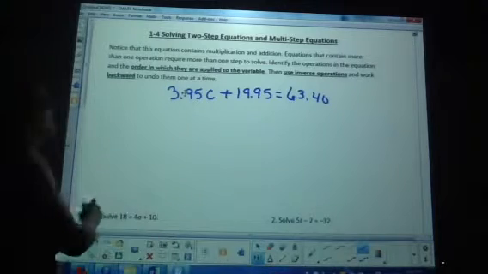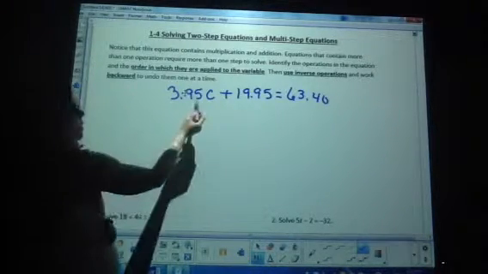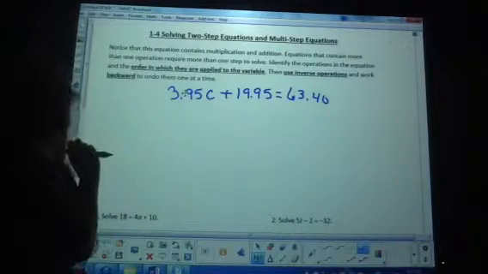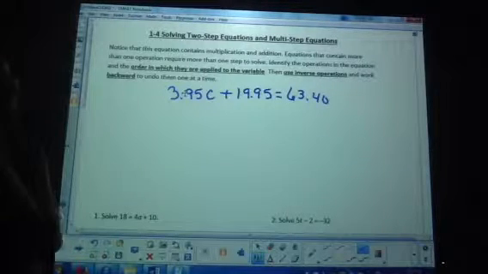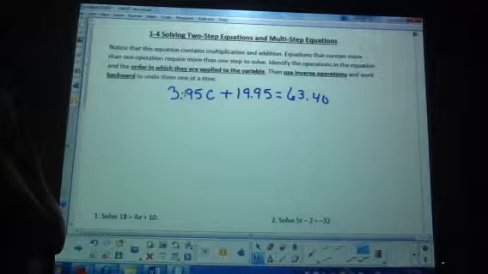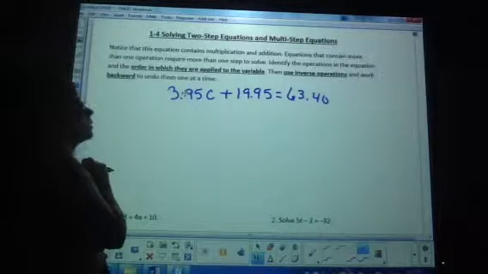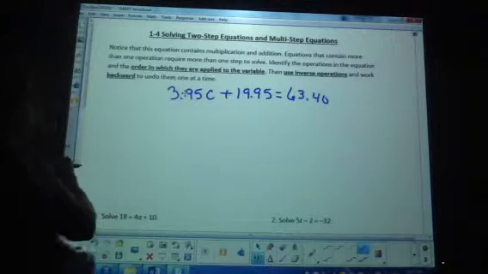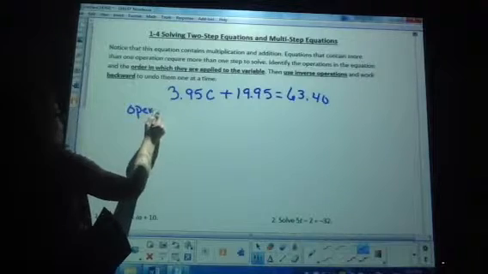Okay, so notice that this equation contains multiplication, because right here you have multiplication and addition. Makes it two steps. Equations that contain more than one operation require more than one step to solve them. Identify the operation in the equation and the order in which they are applied to the variable. Then you use inverse operation and work backwards. Okay, so let's write this down.